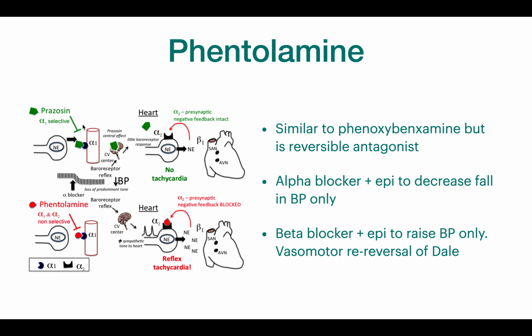It's going to work on the peripheral vasculature. So it's going to decrease the blood pressure, but there's no blockage of the alpha-2 feedback. So with the baroreceptor reflex, it's not going to be as high as in phentolamine because it's not alpha-1 and alpha-2 selective. It's only alpha-1 selective. Since the alpha-2 receptors are not blocked, the negative feedback occurs. So there's not going to be any tachycardia.